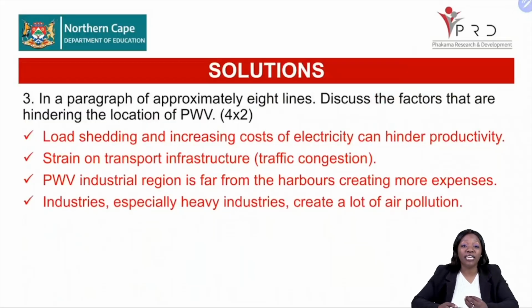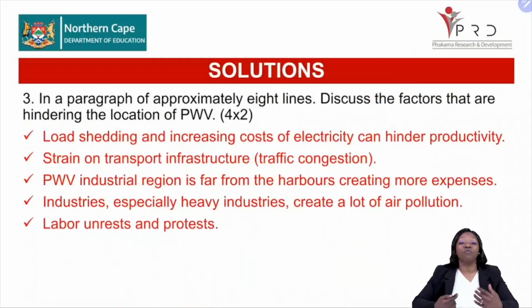Then we're talking about the industries, especially the heavy industry, are more located in PWV, which increases the chance of pollution in that area. Then we have talked about the labor unrest as well as the protest, how it hinders the production and how it hinders the profit of the industry or the profit of the company. Remember, if the company is receiving less profits, it means again they're going to pay less or contribute less towards the tax, and that can also lead into a decrease of our GDP.